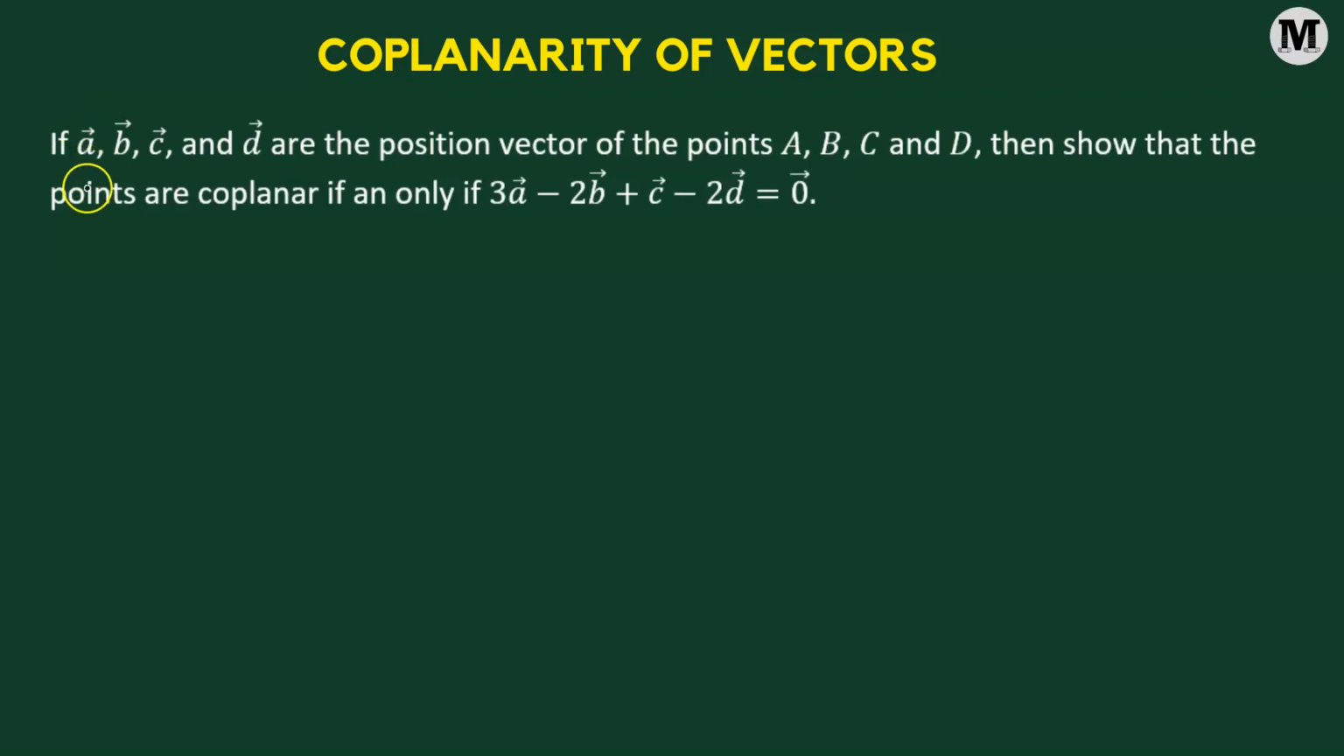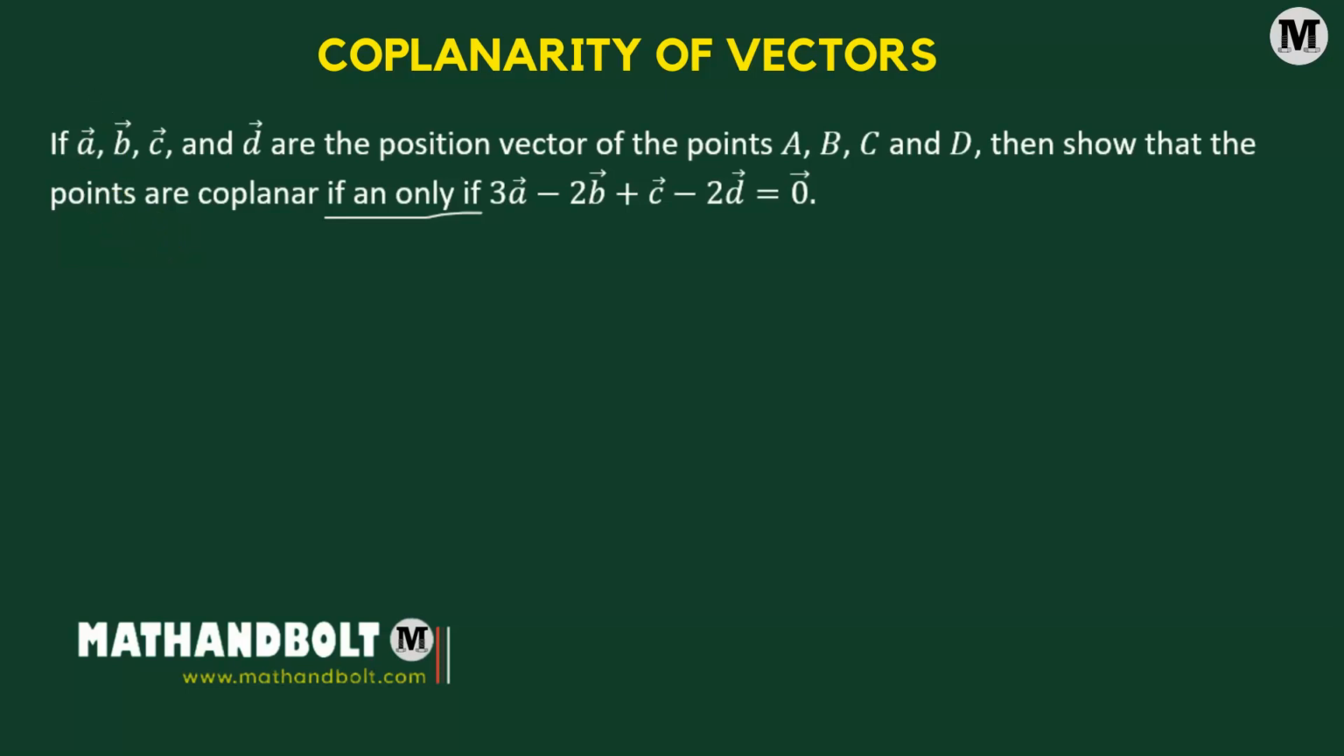If the four vectors a, b, c, and d represent the position vectors of the points A, B, C, and D, then we need to show that the points are coplanar if and only if this particular relationship holds true. Now this is a biconditional statement because of the use of if and only if. That means we will need to show two things here.